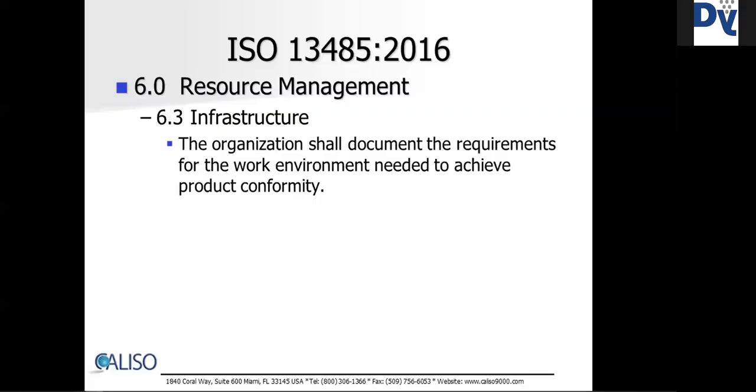6.3 is infrastructure. The organization shall document the requirements for the work environment needed to achieve product conformity, which includes how to prevent mix-ups and ensure orderly handling of product.